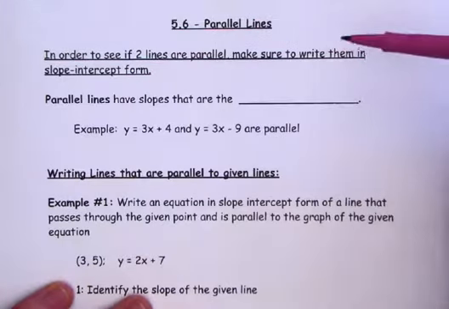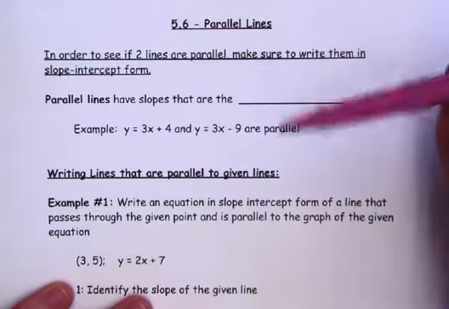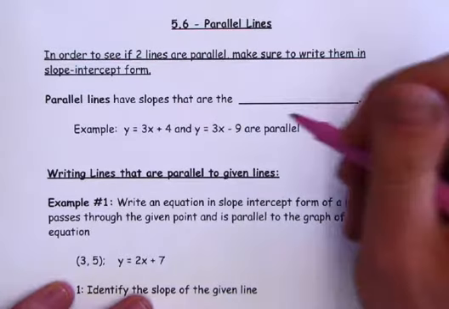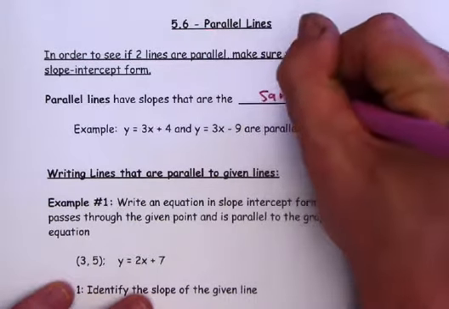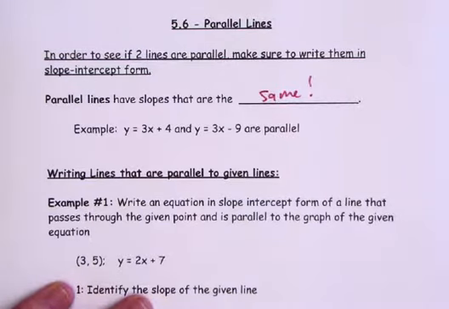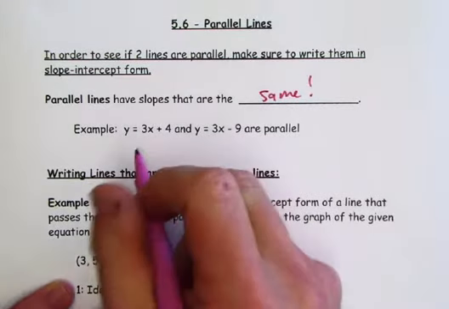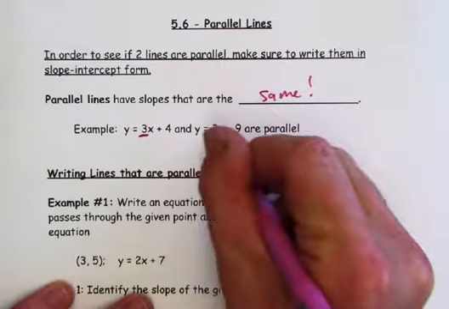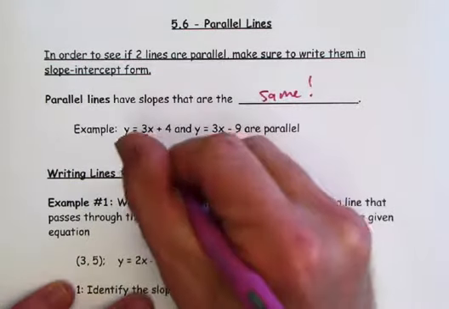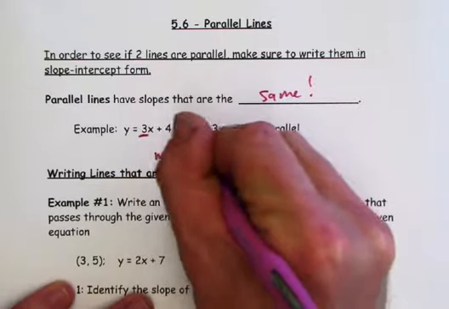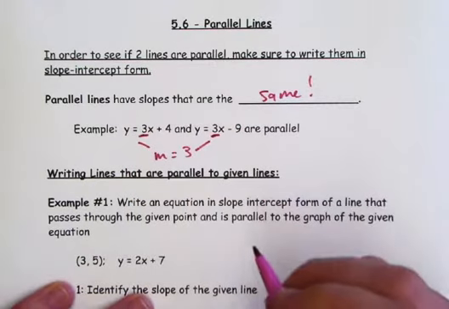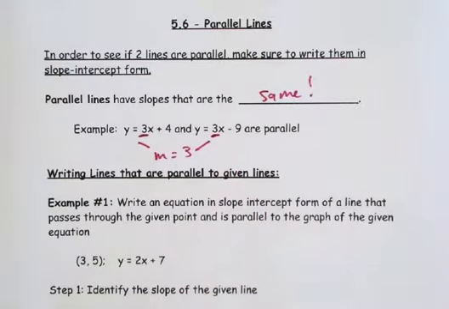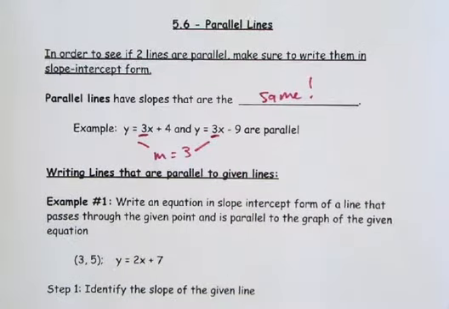In order to see if two lines are parallel, you have to make sure to write them in slope-intercept form. We want to get them in slope-intercept form to know whether or not they're parallel. Parallel lines have slopes that are the same. So for example, y equals 3x plus 4 and y equals 3x minus 9 are parallel because in both cases m equals 3, and then they have different y-intercepts. That's pretty simple, right? Parallel lines have the same slope.